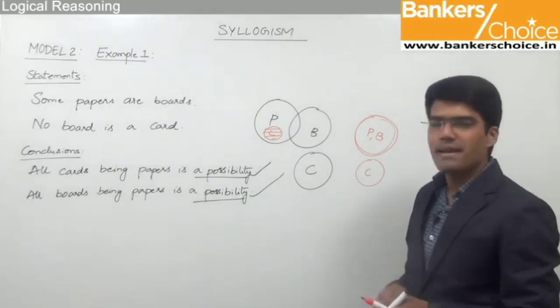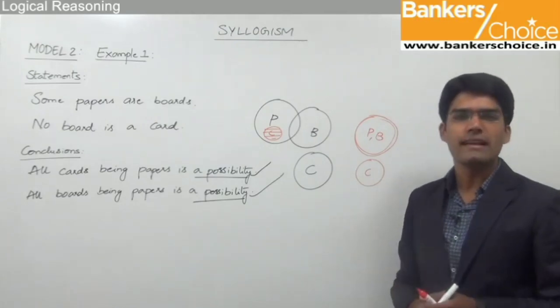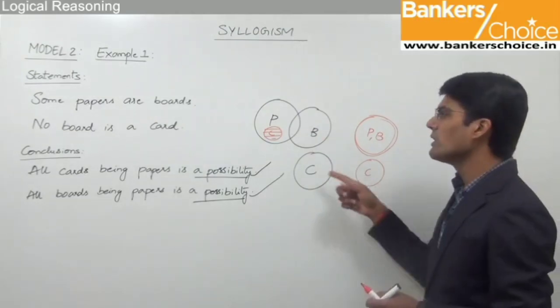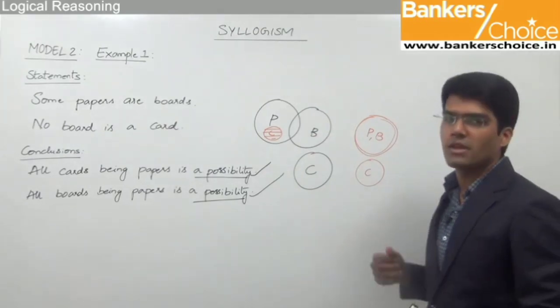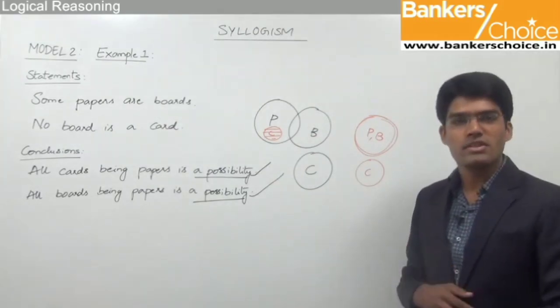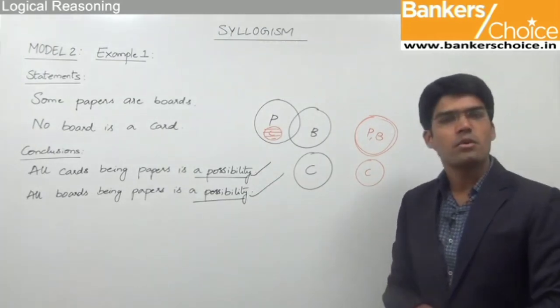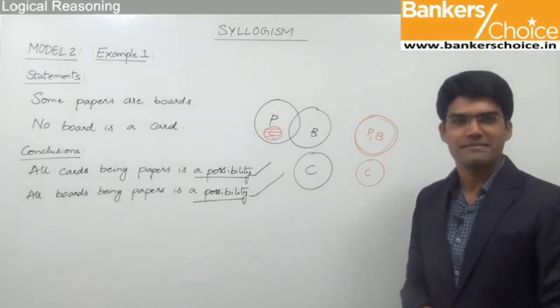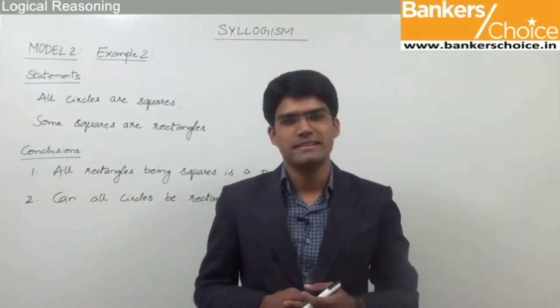So after taking this example, we can understand that the basic difference between conclusion and a possibility is that a conclusion should be true in all the various possible cases, whereas a possibility may be true in at least one of the cases. So when it comes to possibility, we should be able to draw at least one diagram which can show that the given possibility follows the given statements. Let us now take another example based on possibilities.